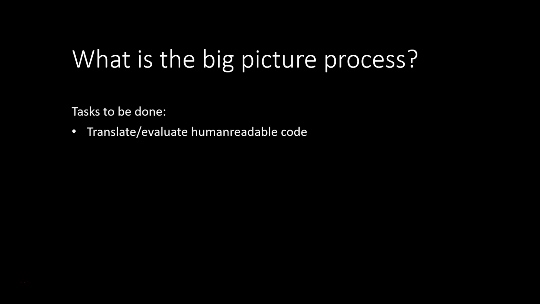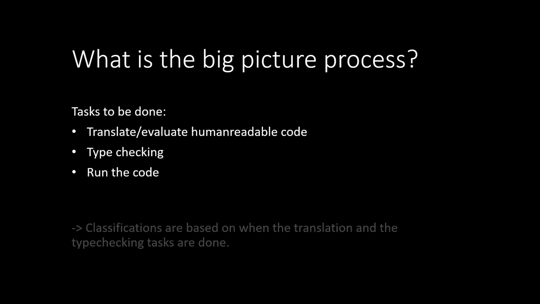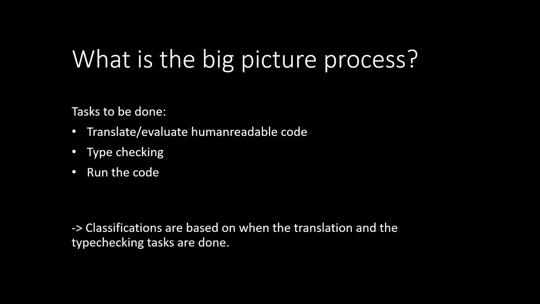So what is then the big picture process of running code in a certain language? First, we have to translate and evaluate the human readable code we wrote. Then we're doing this type checking. And finally, we obviously run the code. So these different classifications are based on when the translation and the type checking tasks are done.